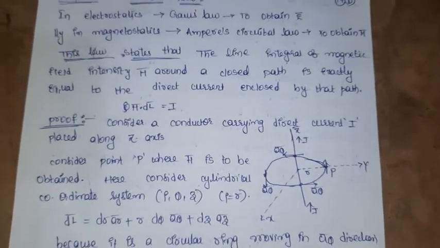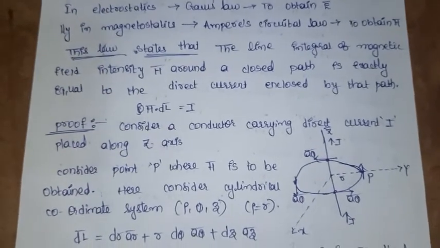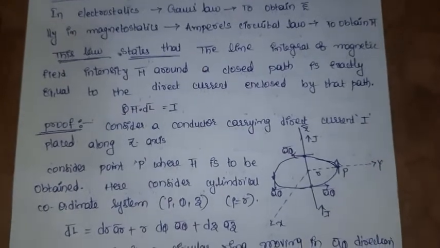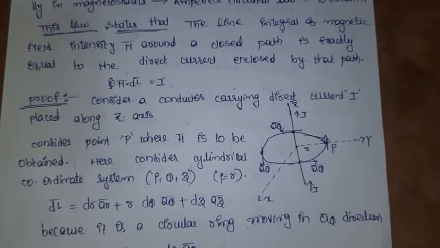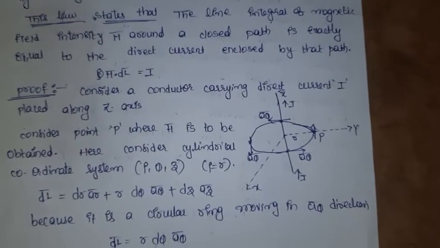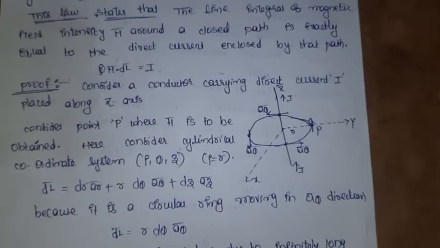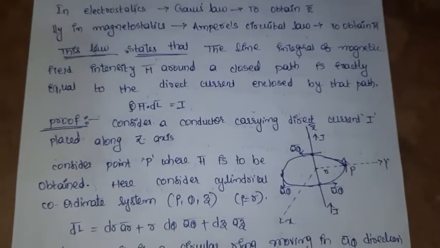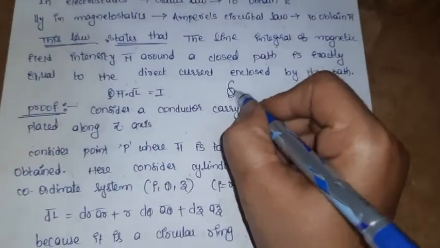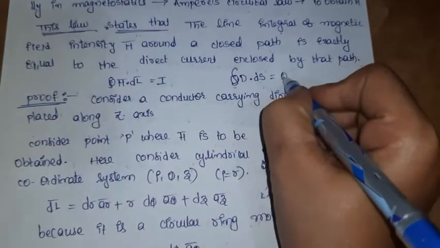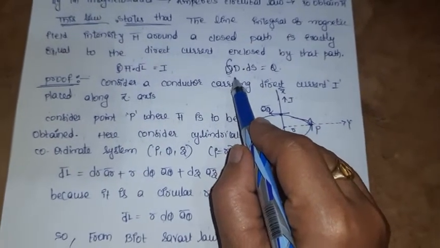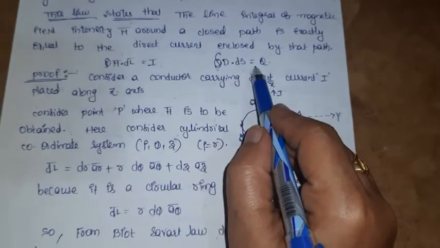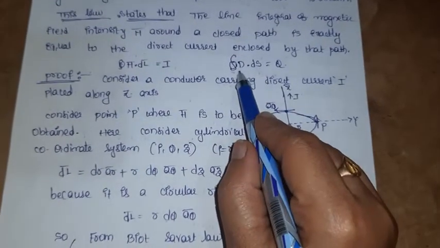So what is the statement of Ampere circuit law? Ampere circuit law states that the line integral of magnetic field intensity H around a closed path is exactly equal to the direct current enclosed by that path. So we know what Gauss law is saying. Gauss law is closed integral D dot dS equals Q. The flux lines crossing the closed surface, the flux density, is always equal to the charge enclosed by the closed surface.